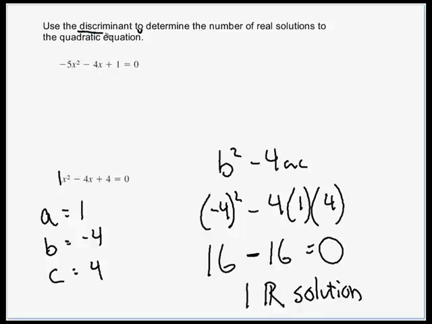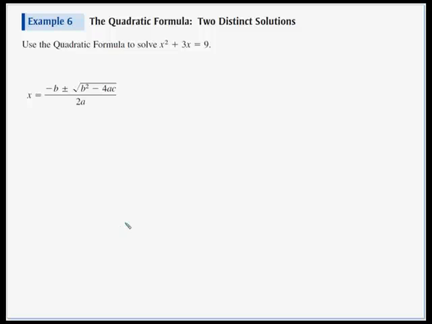Alrighty, so that's our discriminant. Again, when you're doing the homework, make sure you read the directions. Don't do more work than you have to. We didn't have to completely solve these. We just needed the discriminant.